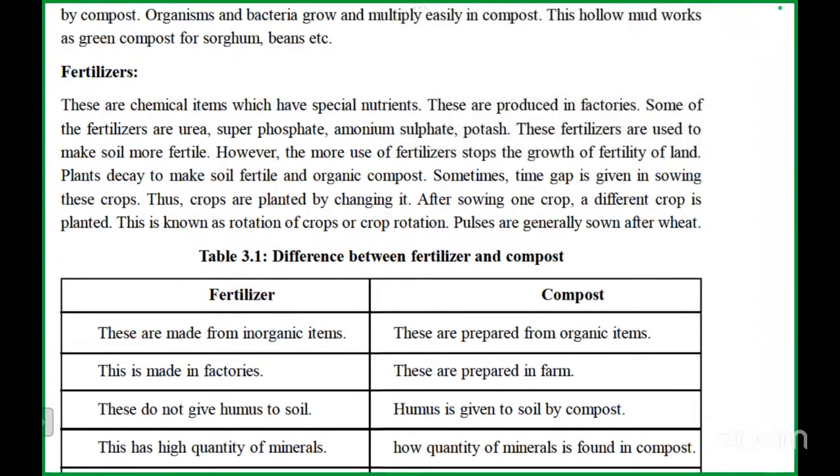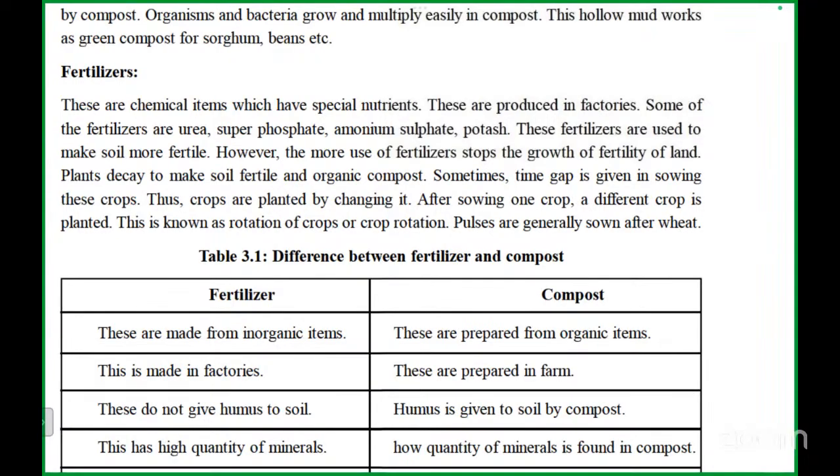Now, when fertilizers are used a lot, what happens is it stops the growth of fertility of the land. It will make your soil acidic. If you're using too much of acidic fertilizers, then when you grow your plants, the plants will not be able to grow in the soil, okay, because the soil has become infertile.